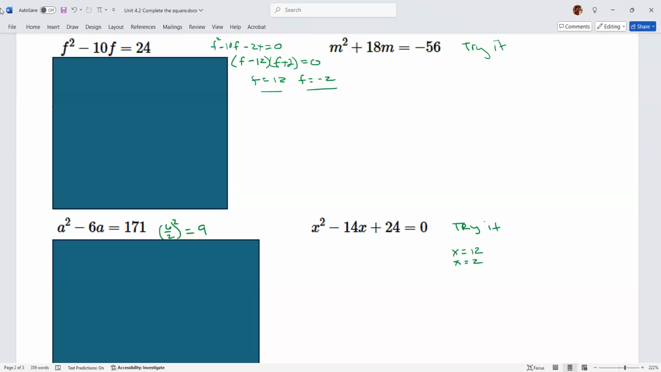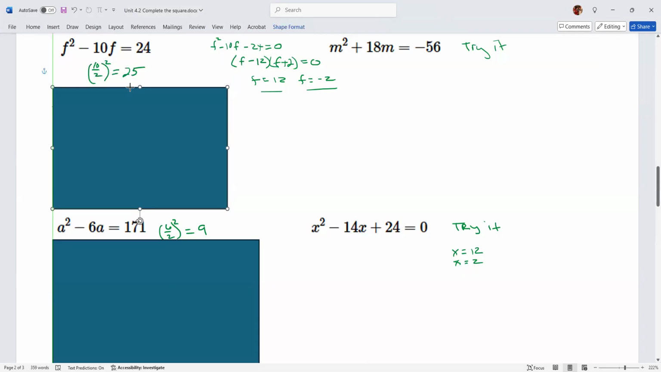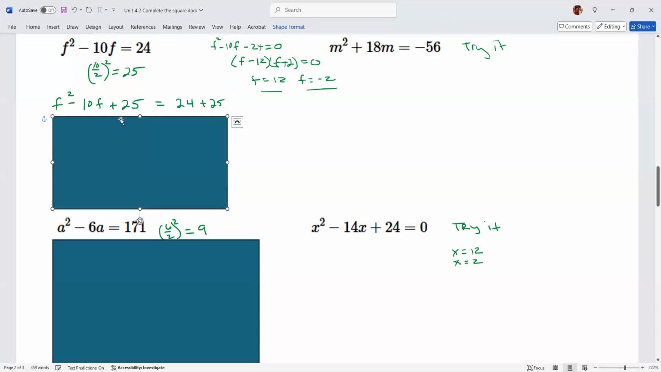And so I've got it in the form that I need. So my first step is go ahead and complete the square on the left. And so half of 10 is 5. 5 squared is 25. So if I add 25 to the left, then what do I got to do? I got to add 25 also to the right, because whatever you do to one side, you got to do to the other. And so if I go ahead and then rewrite this as a perfect square trinomial, the left side is going to be f minus 5 squared, just as we've done, and 24 plus 25 is 49. And now we're right where we need to be.